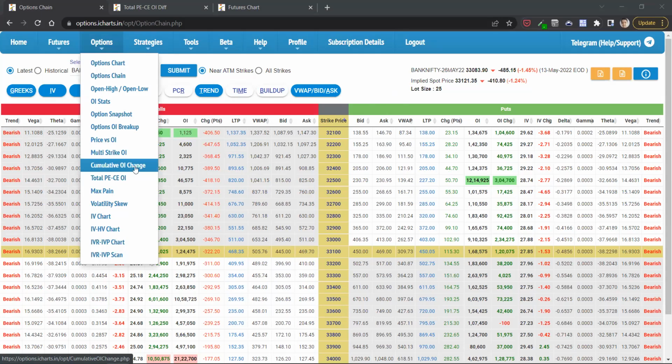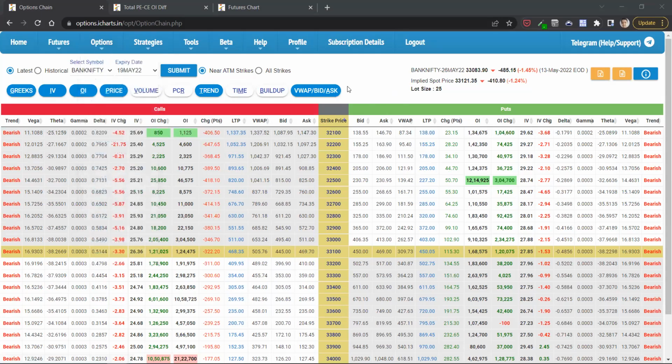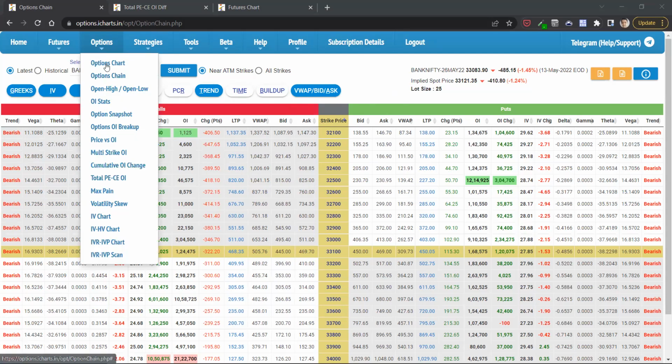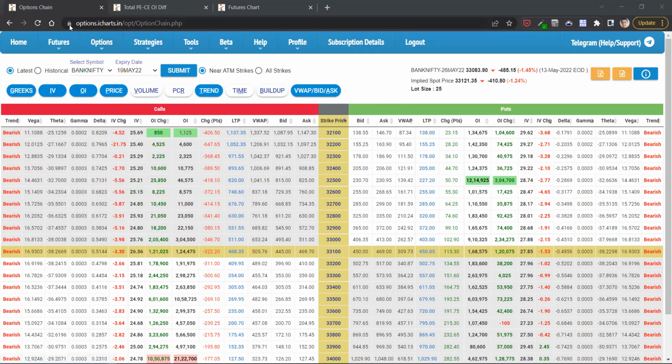Sorry to disturb you. Whatever you are showing on the screen, how will we get it? What is the navigation for this? This is option chain, basically. Sorry, I should have mentioned that. So this is option chain, and I'll just close off the remaining tools.